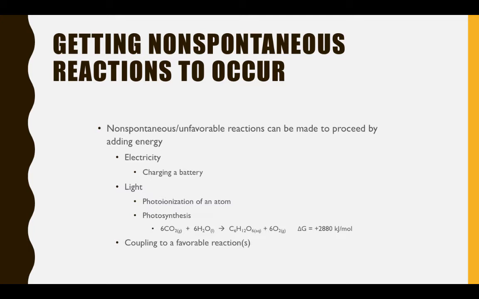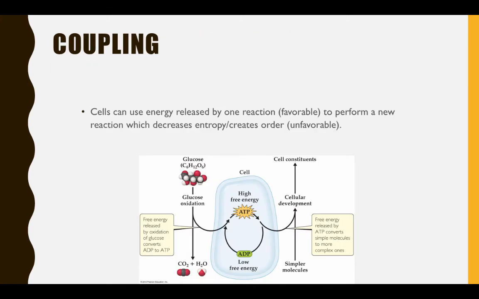Another way often found in biology is coupling to a favorable reaction. In cases of coupling, one reaction will release free energy that then can be used by the non-spontaneous reaction to occur. Take this example. In this case, the free energy released by the oxidation of glucose, a spontaneous process, can be used to drive the non-spontaneous process of converting simple molecules into more complex molecules.